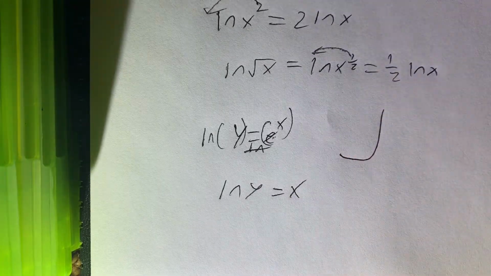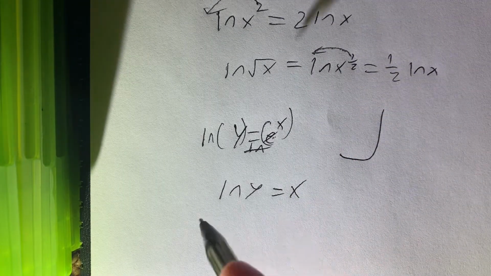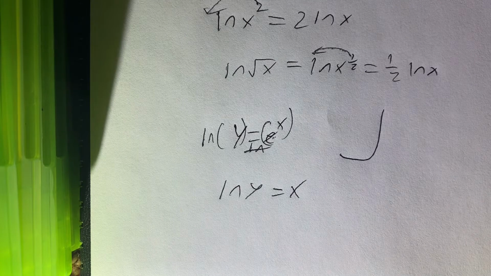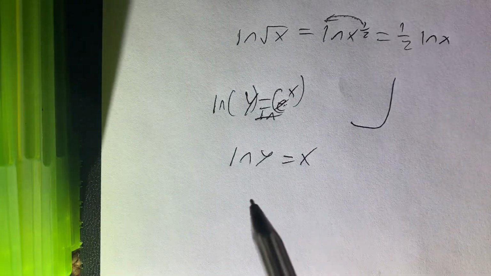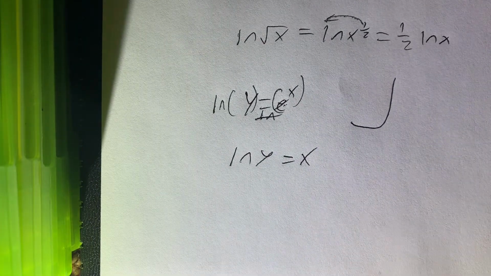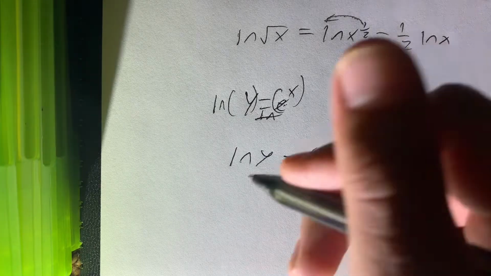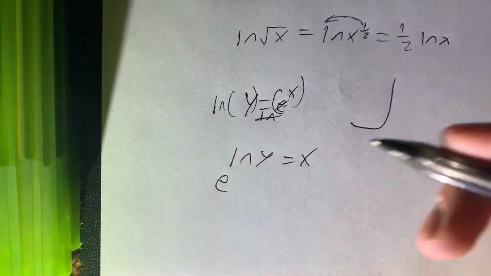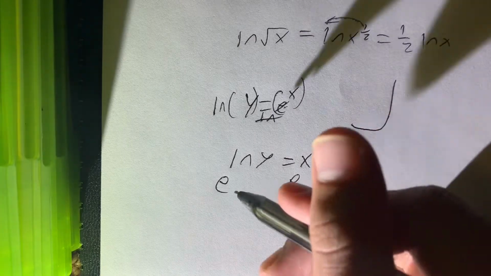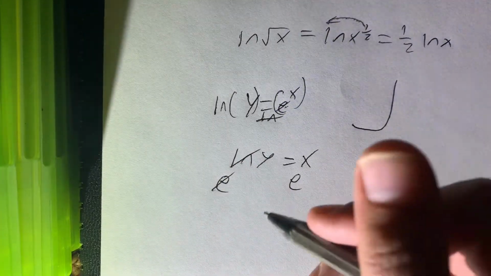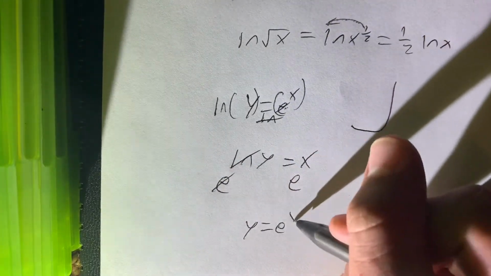Now, say we wanted to get back to what we originally had. We can make both sides powers of e. So I can make this e to the ln of y and e to the x. The e and the ln are going to cancel, so we're left with y equals e to the x.